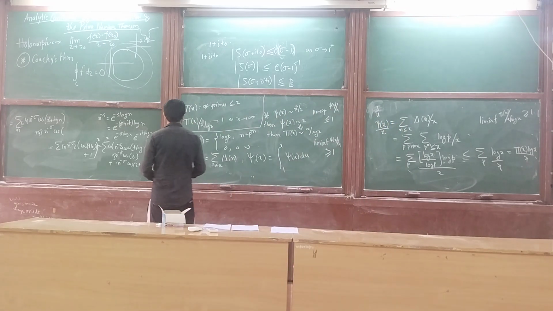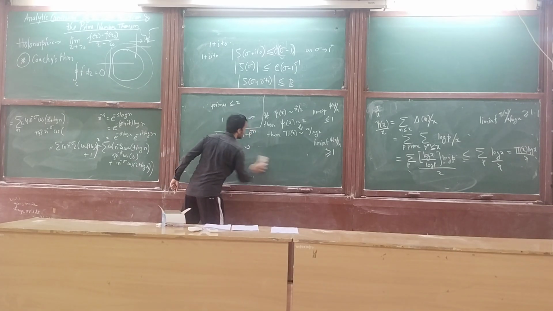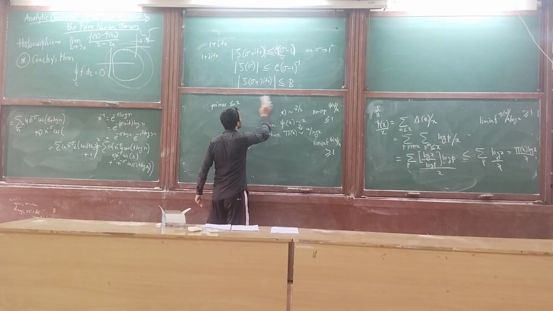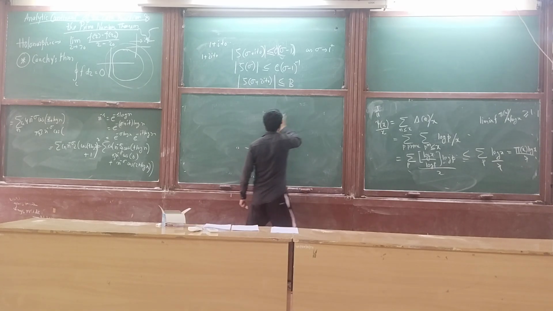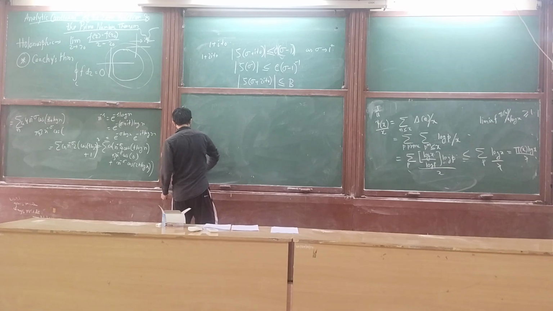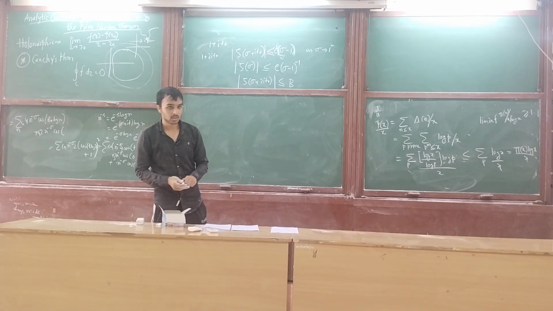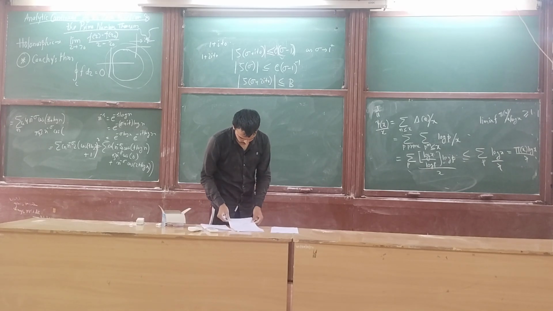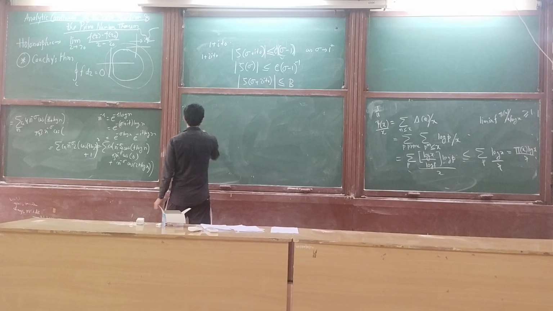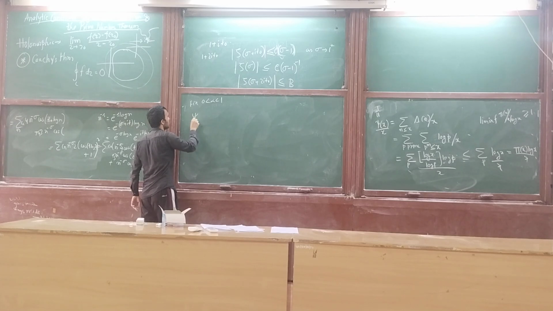Now we have to show the lim sup part. So the lim sup one is a little bit more involved. For that you first fix alpha.